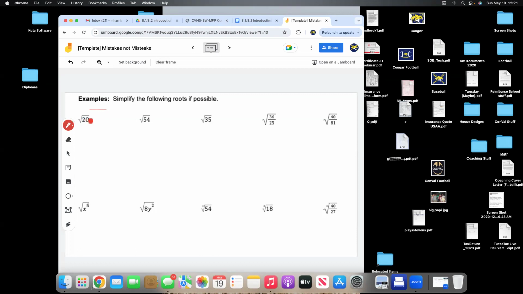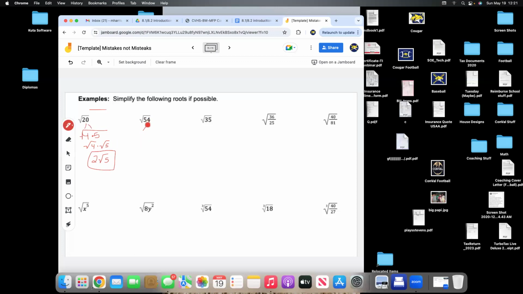Well, if we have something that's not a perfect root, let's see what factors are perfect roots. Well, 20 can be rewritten as 4 times 5. So we have the square root of 4 times the square root of 5. The square root of 4 is 2, and the square root of 5 is the square root of 5. So the simplified version of the square root of 20 is 2 root 5.